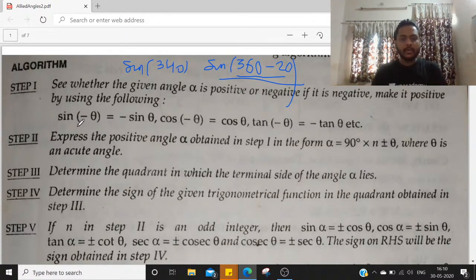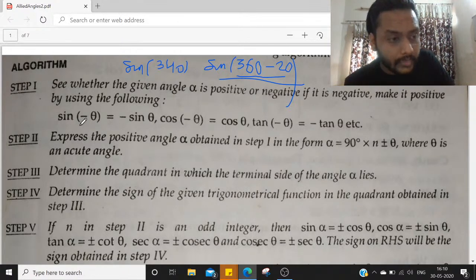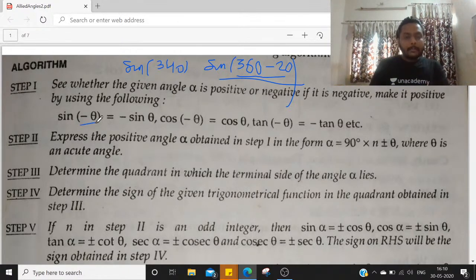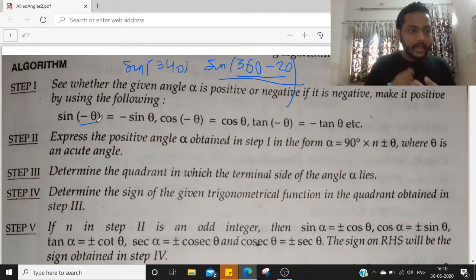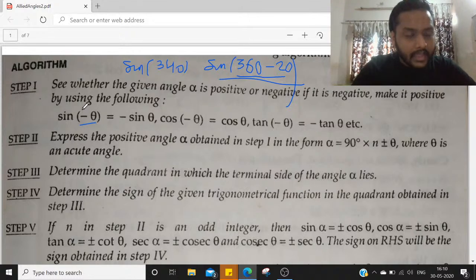सबसे पहला काम आपका क्या होगा, जब भी आप अपने allied angles को handle कर रहे हो, जब भी आप अपने angle को ultimately acute angle के form में ला रहे हो, तो आपको सबसे पहले ये देखना है कि वो एंगल कहीं आपको नेगेटिव तो नहीं दे रखा. अगर आपको एंगल विद अ माइनस साइन गिवन है, देन द फर्स्ट टास्क दैट यू हैव टू कंप्लीट इज दिस, दैट यू हैव टू remove this minus sign from the angle because you need this angle to be in the positive form.